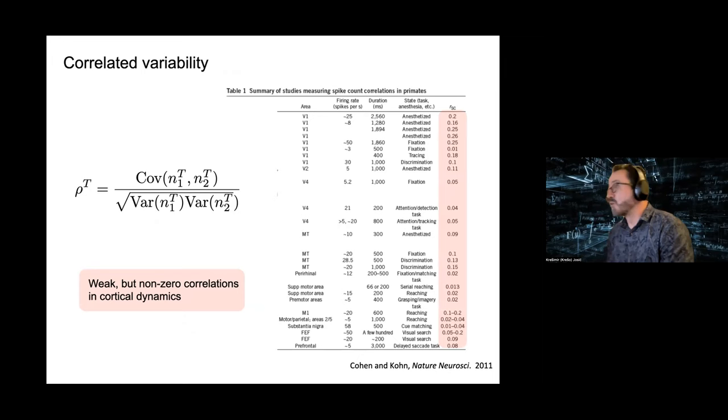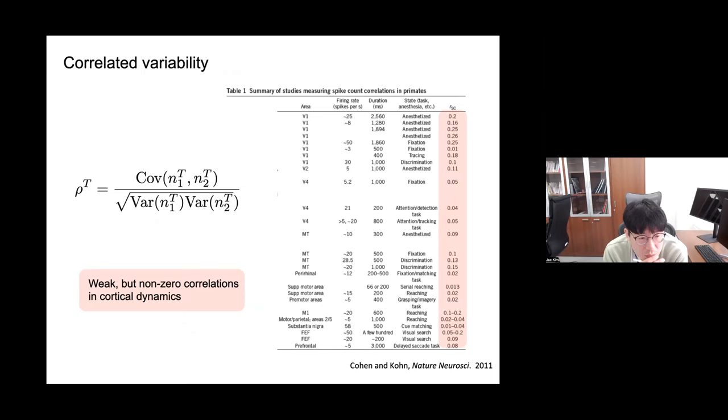In the cortex, if you measure the correlation coefficient, not the coefficient of variation, the correlation coefficient, which measures how correlated the activity of different cells is, what you would expect if neurons are almost synchronous is a correlation coefficient of about one. But what you actually see are correlation coefficients of about 0.1, so 10 times smaller. So if you look at the activity, it's almost uncorrelated. It's not completely uncorrelated, but it's very, very weakly correlated.